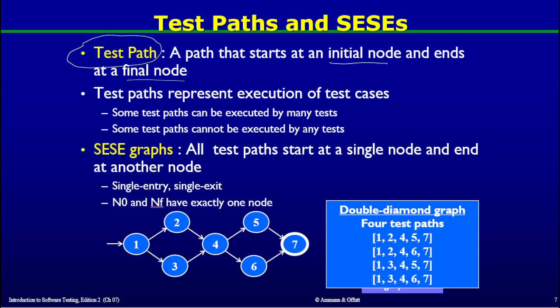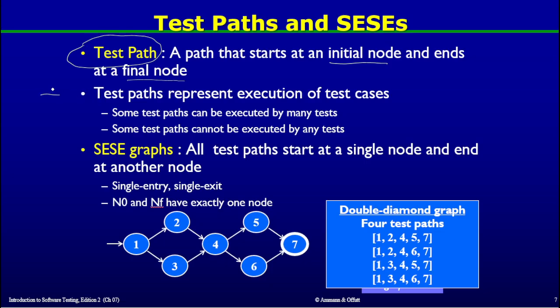So a test path therefore must be a path that starts at the entry point or the initial node, and it must end at the final node, so that we can see what happens in response to a certain input which we gave to the program, and what sort of path it traversed in the graph from the initial node to the final node.